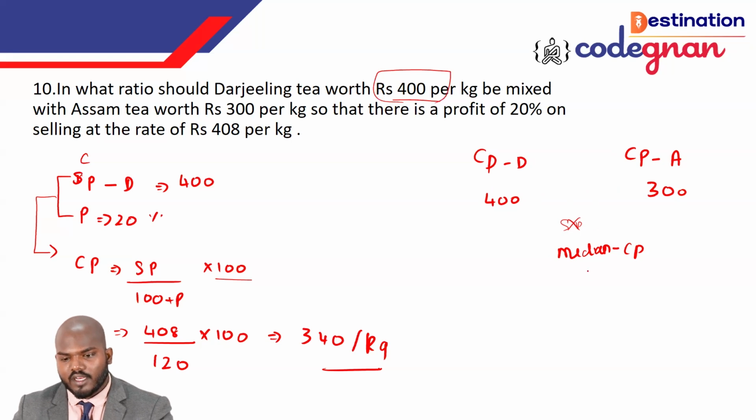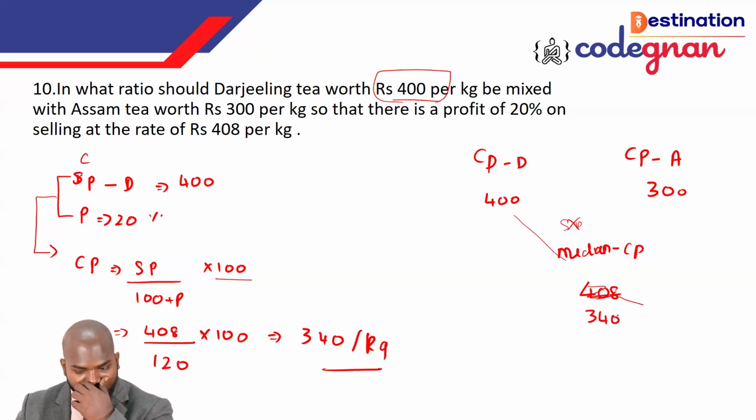Okay, now the mean of the cost price is 408. If you work this out, it will give you the value, oh my god, that is 340. I wrongly wrote it, that is 340. I was directly writing the selling price here. You need to identify the cost price.